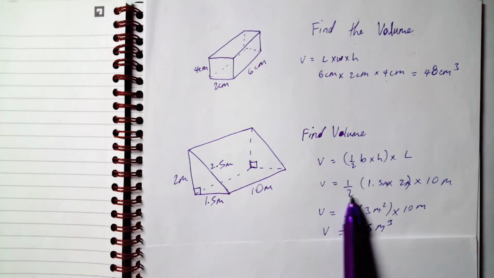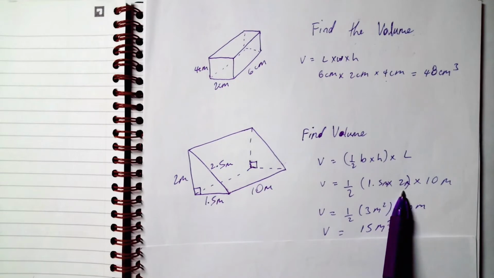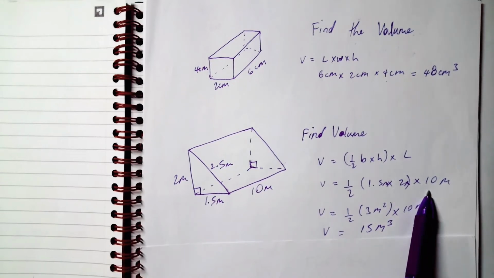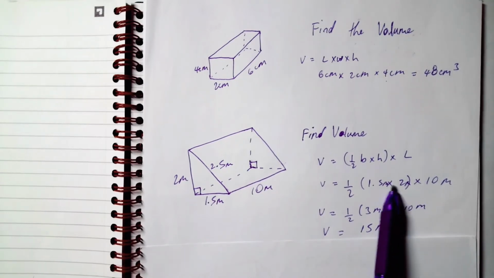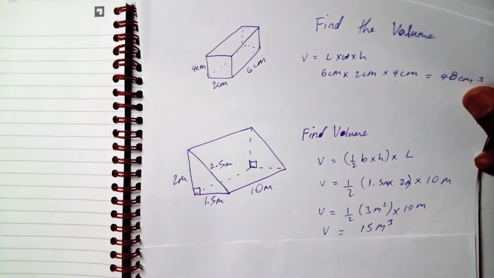Half times the base times the height times the length. And these scribbles right here are meters. I just scribbled in the units. But yeah, that should be clear right there.